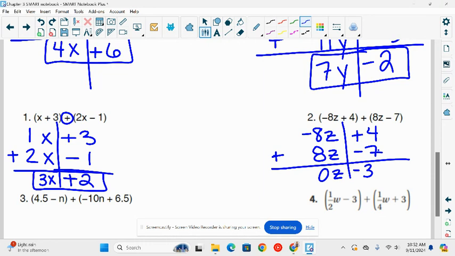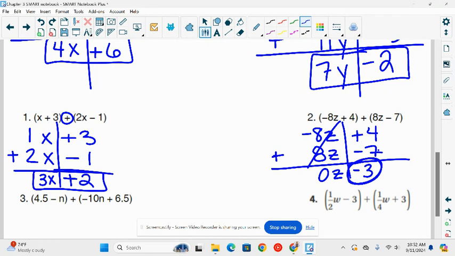Do I need this 0z? No, because anything times 0 is what? 0, which means it's nothing. So basically this cancels out, so my real answer is just negative 3. Could I leave it 0z minus 3? You could. It equals the same thing, but that 0z just equals 0, so we don't even really need it.